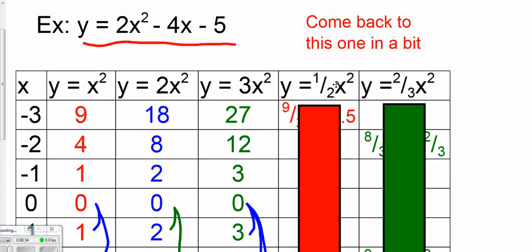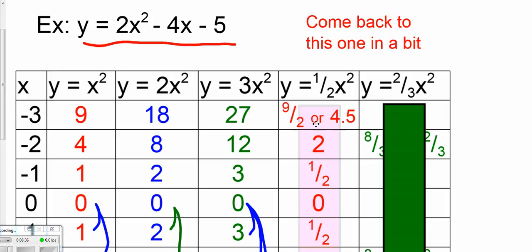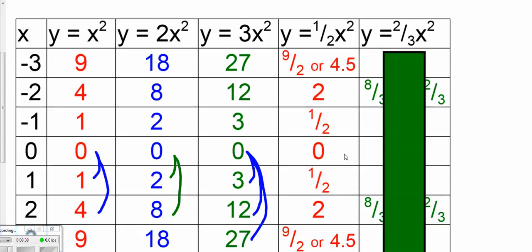How about when your a value is smaller than 1, so like a fraction? Well, again, all we're doing is taking all of these values, what the y's were before, and just multiplying them by that factor, that 1/2. So instead of 9, it's 9/2, or 4.5. Instead of 4, it's 2. 2 is half of 4. Instead of 1, it's a half. 0 is still 0. 1 is a half. 2 or 4 would be a 2, and so on.